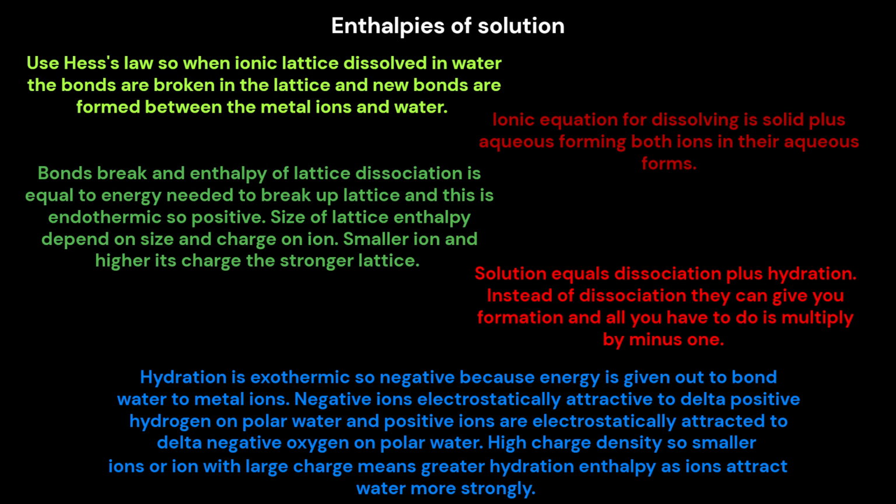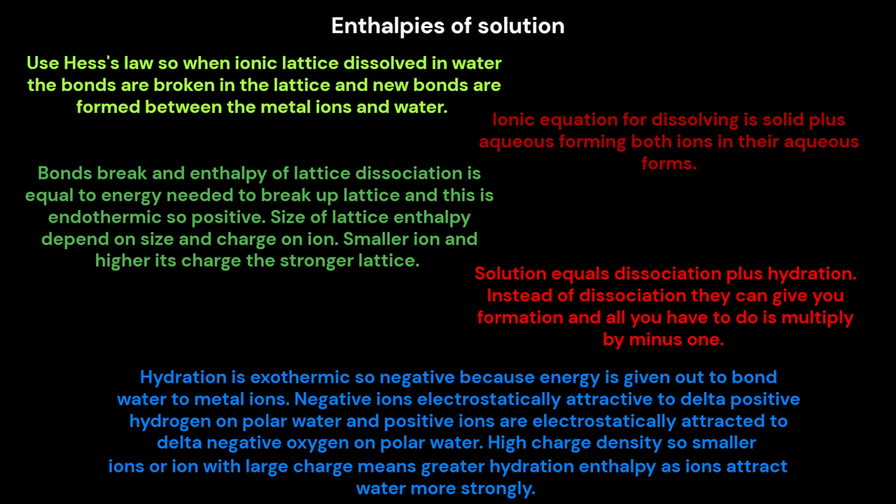Enthalpies of solution. Use Hess's law. When an ionic lattice dissolves in water, the bonds in the lattice are broken and new bonds are formed between the metal ions and water. The ionic equation for dissolving is solid plus aqueous, forming both ions in their aqueous forms. Bonds break, and the enthalpy of lattice dissociation is the energy needed to break up the lattice, which is endothermic, so positive. The size of lattice enthalpy depends on the size and charge of the ion. The smaller the ion and the higher its charge, the stronger the lattice. Enthalpy of solution equals lattice dissociation plus hydration.